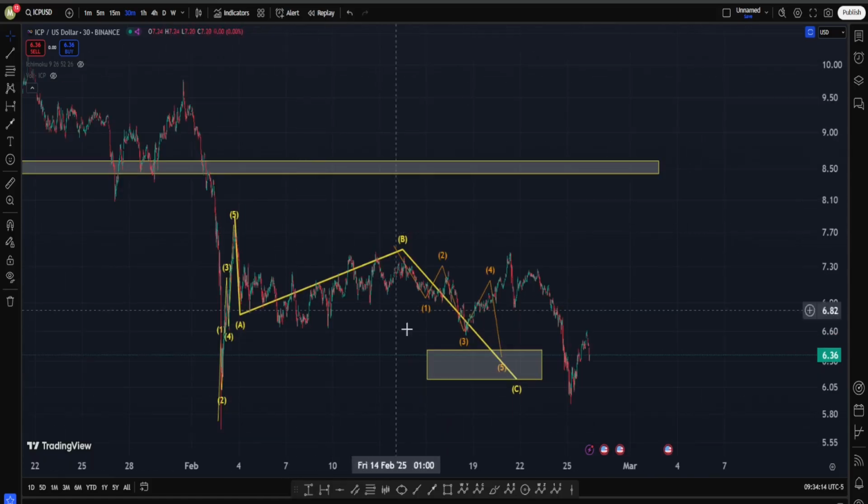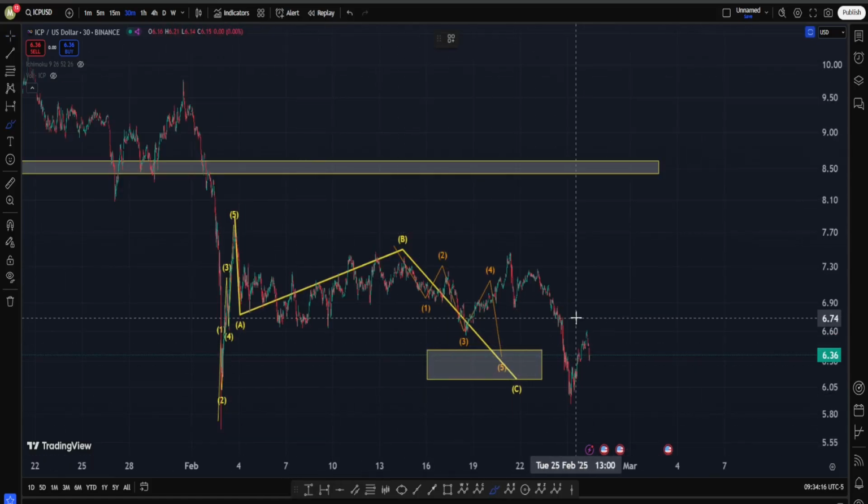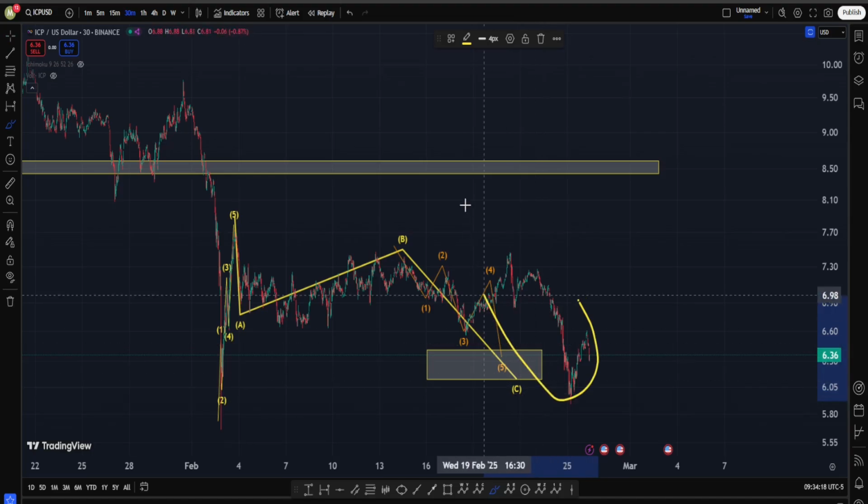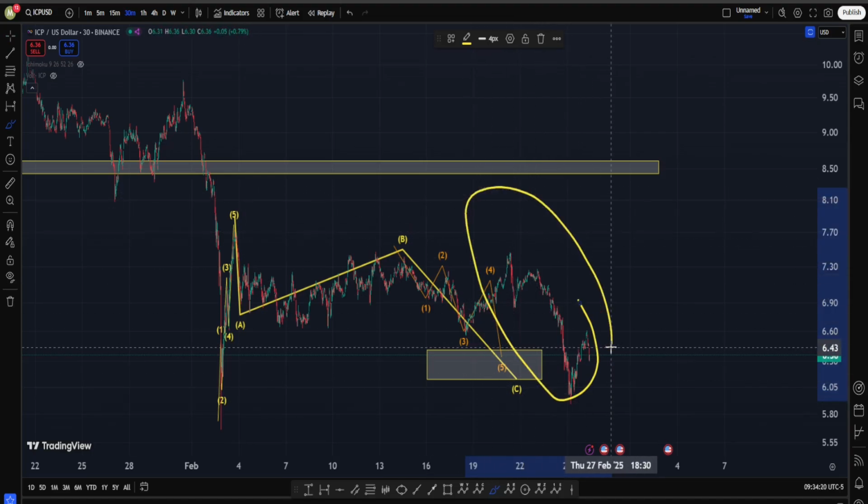Okay, so in today's video about ICP, at first I'm going to do a short-term analysis and see what is happening in this area and what might be next for Internet Computer, and then I'm going to go on some other charts and tell you why I believe not only in ICP but probably in a lot of altcoins we are hitting some sort of a bottom.